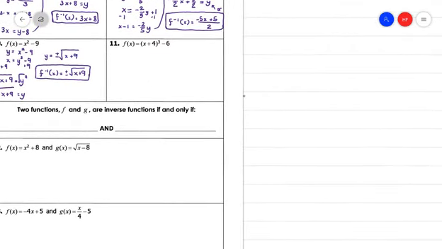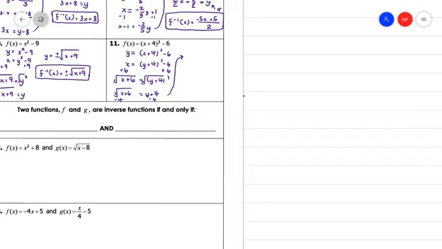Now on number 11, we have y equals x plus 4 cubed minus 6. So we'll switch our x's and our y's and solve for y. First thing I'm going to do is add 6 to both sides. x plus 6 equals y plus 4 all cubed. I'll take the cube root. I get the cube root of x plus 6 equals y plus 4, but I need that 4 gone.